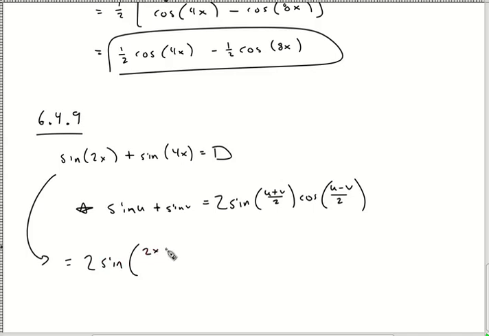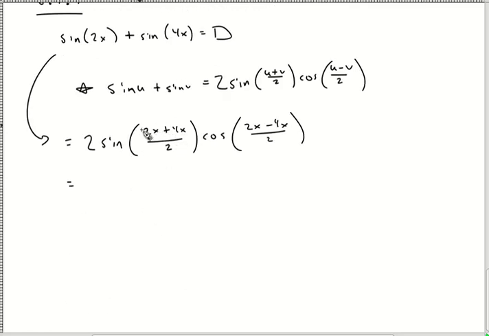So we got a 2x plus a 4x all over 2. And then we have a 2x minus a 4x all over 2. And of course, here we have a 6, divided by 2 is going to be a 3. And on this side, we have a negative 2x, and a 2 makes a negative x. So the 2's cancel, essentially.